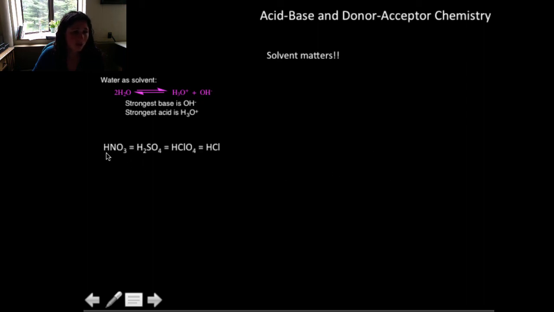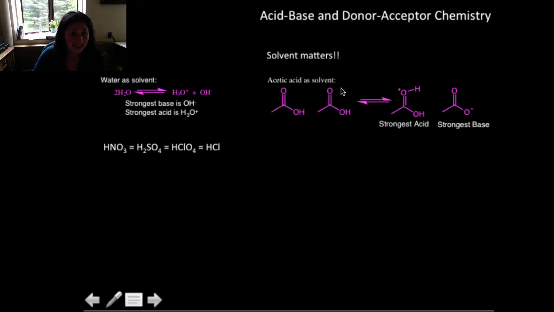And so that's why in water, we can't distinguish between these 4 different strong acids. In water, a solution of nitric, sulfuric, hydrochloric, or perchloric acid are all going to have similar acidities. On the other hand, if you use acetic acid as a solvent, now your strongest acid is the conjugate acid of acetic acid, and the strongest base is the conjugate base. And in this case, you can actually distinguish the different strengths of these 4 acids. Nitric is the weakest, sulfuric is next, hydrochloric, and then perchloric.